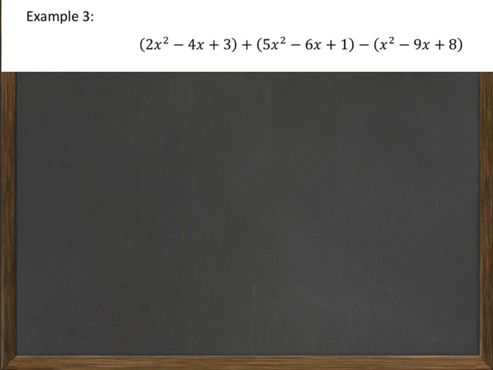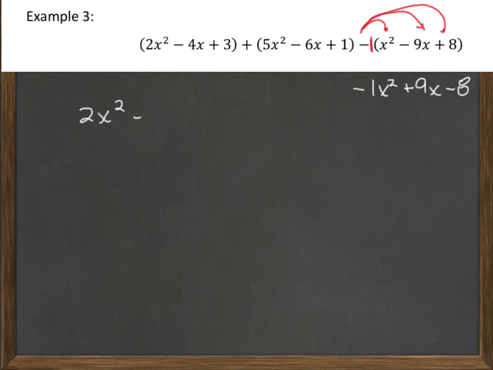So now we have not 1, not 2, but 3 polynomials. Okay? So we want to be able to drop our parentheses. However, we do have a negative sign here. So we have to simplify this a little bit first by changing all of those signs there. Okay, so this is going to become a negative 1x squared plus 9x minus 8. Okay, so let's see if we can use that shortcut method.